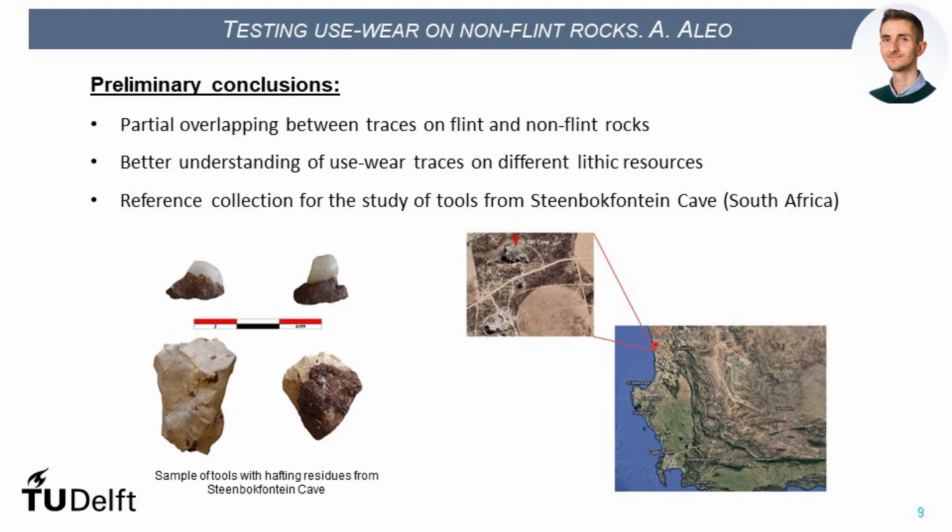To conclude, the preliminary analysis of the results from this experiment highlighted a certain degree of overlap between traces on flint and non-flint rocks. The data will allow us to better interpret useware traces on different lithic resources commonly exploited by South African hunter-gatherer groups in the past.